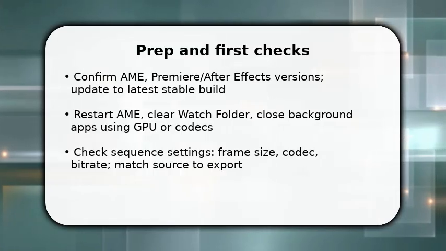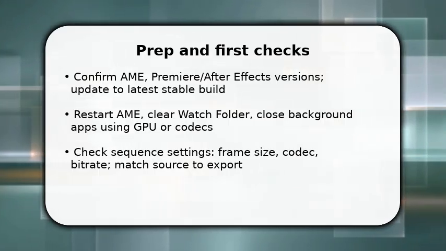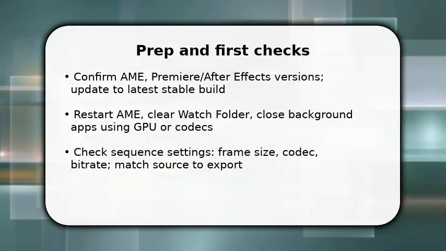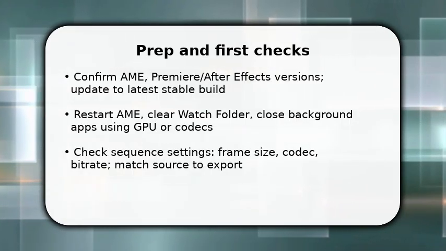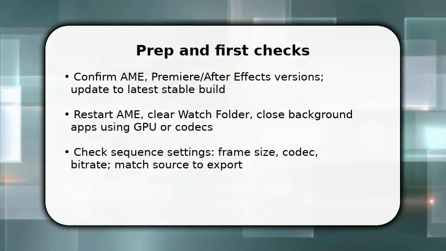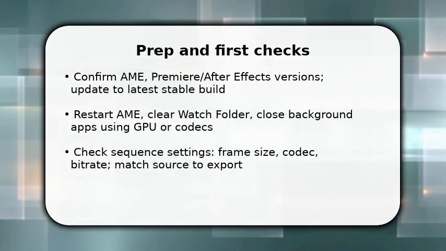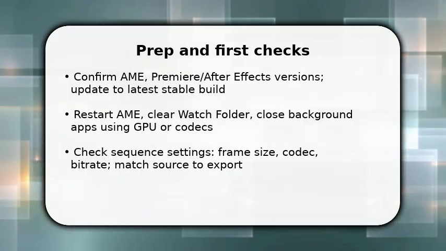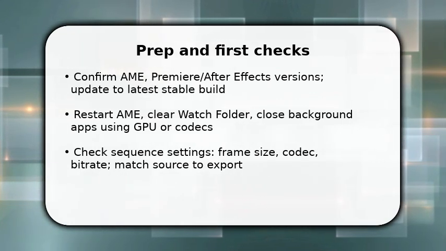You start by verifying core compatibility. Make sure Adobe Media Encoder and the host app are updated and running the same major build. Once done, close any GPU-heavy apps and background encoders to free resources and avoid device conflicts. Then open the project and inspect the sequence or composition settings, frame size, frame rate, codec, and bitrate, and set them to match the source. This reduces format conversion errors. If you see mismatch warnings, change export preset to a matching profile before queuing.